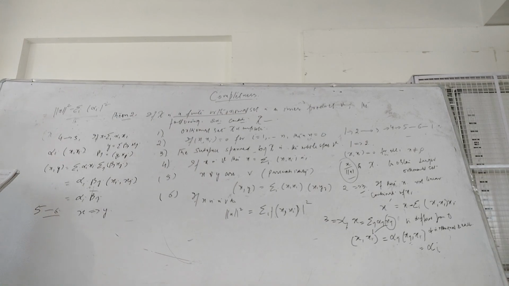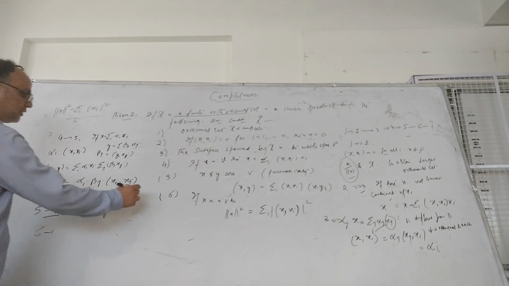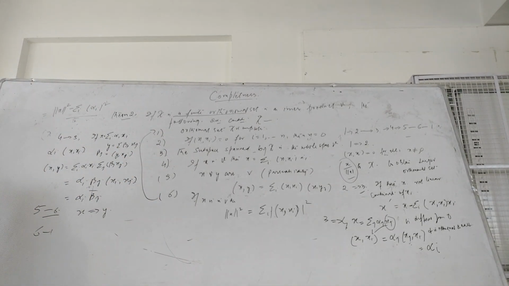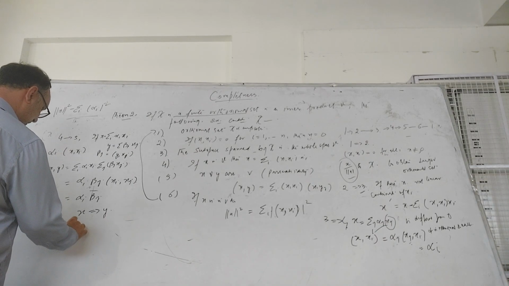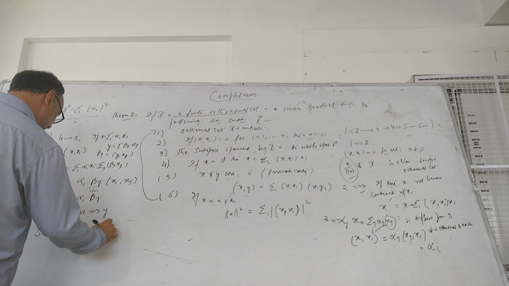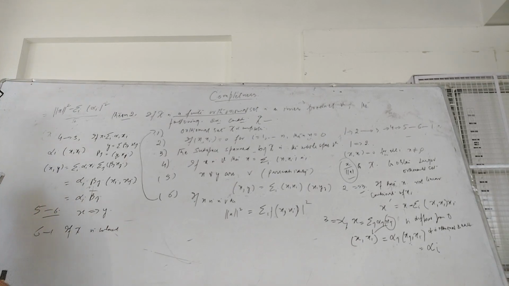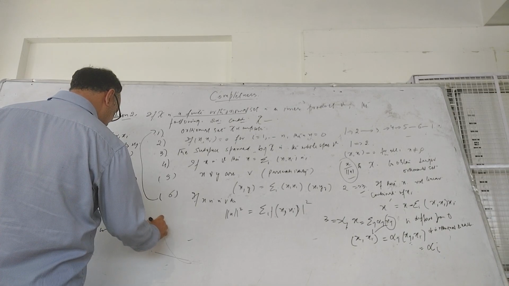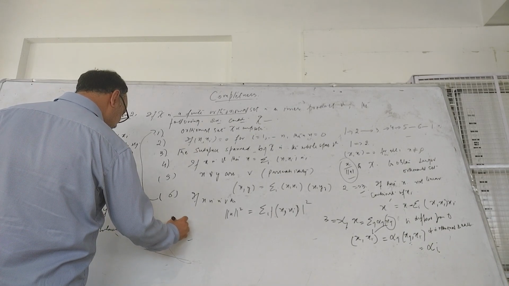Now we'll come from 6 back to 1. So we restart it. It should come here. So if chi is contained in a larger orthonormal set, it will lead to a contradiction. Larger orthogonal set.